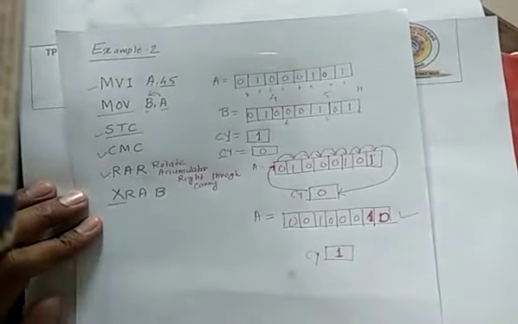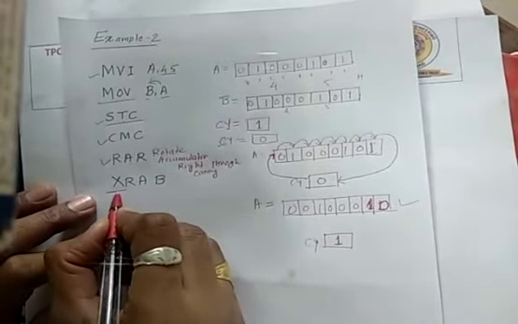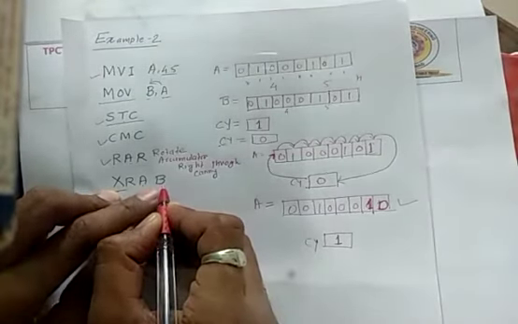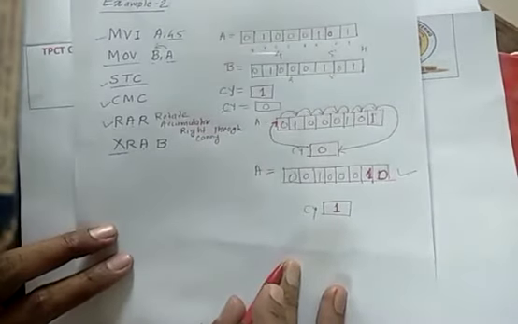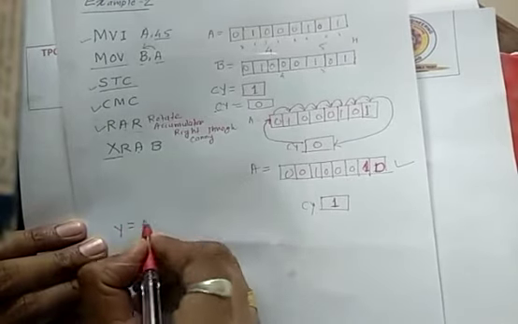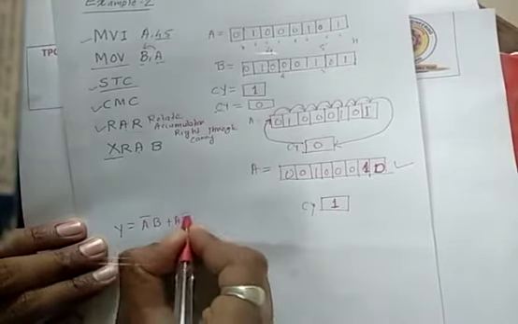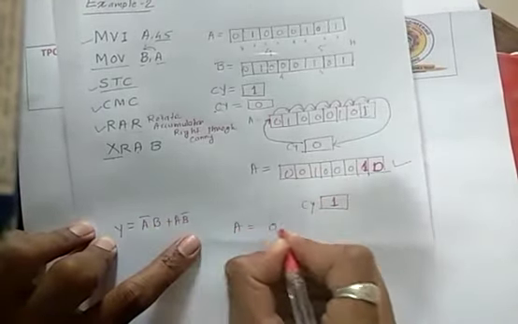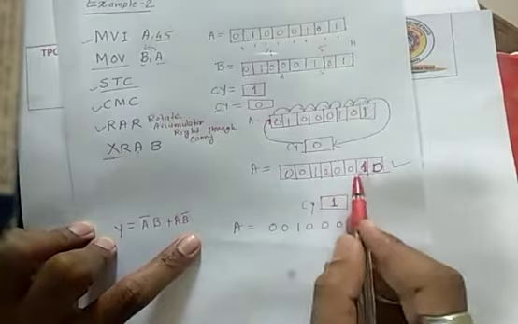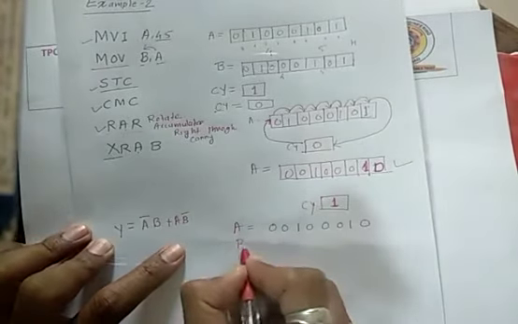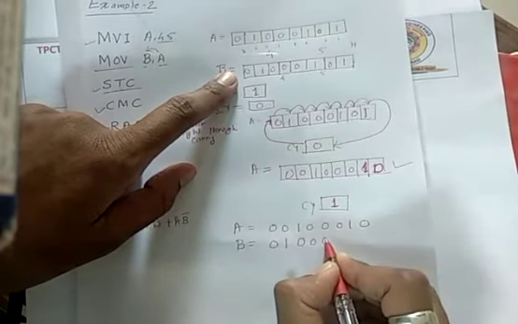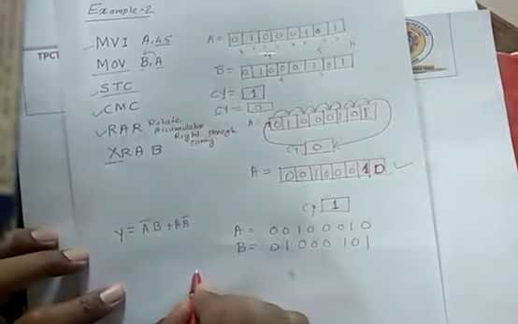The next instruction is XRA B. This is XOR of the content of the accumulator with the content of register B. XOR operation is Y equals A bar B plus A B bar. The accumulator A equals 0 0 1 0 0 0 1 0, and the content of register B is 0 1 0 0 0 1 0 1. Now we have to XOR them.